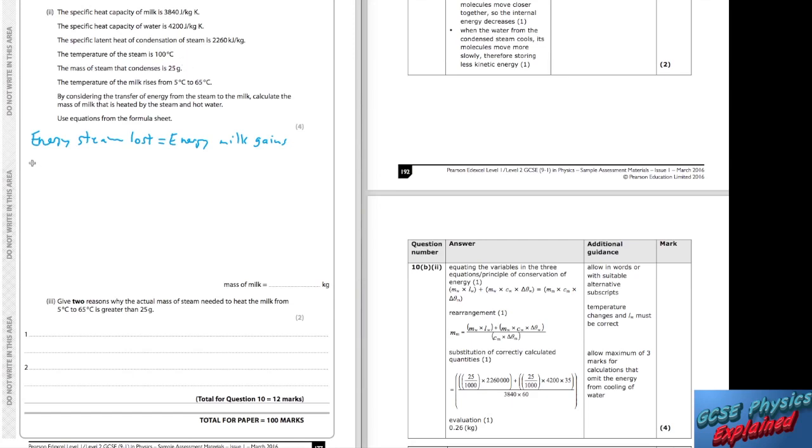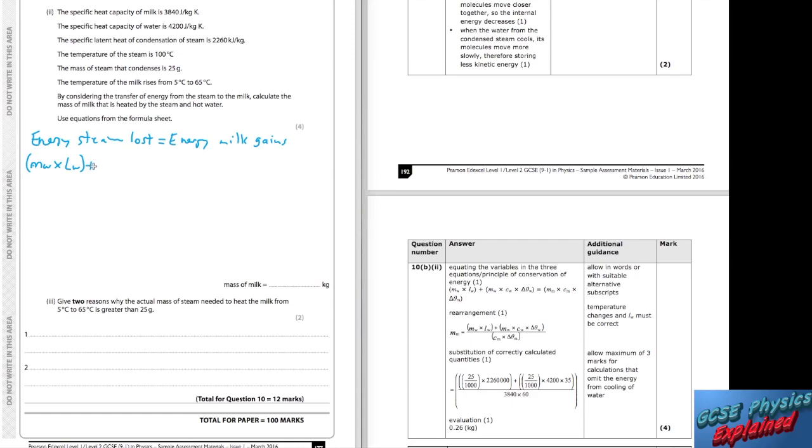We need to change the steam into water. The equation we use to work out how much energy is required to change a state is the mass, in this case of the water, multiplied by the specific latent heat, L, of the water. So that'll tell us how much energy is required to change the state from steam to water.